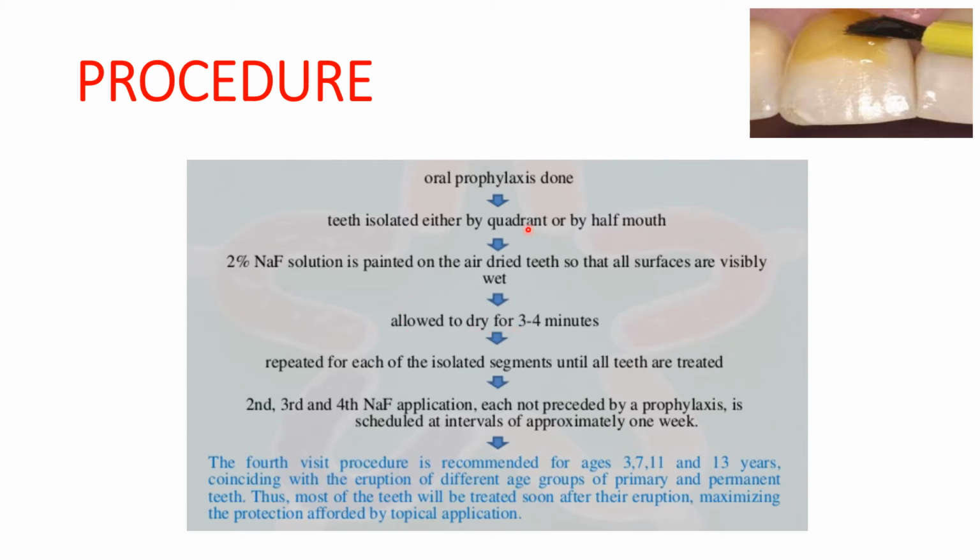Now, as we have isolated a quadrant, for example, you have done the application of the sodium fluoride in the first quadrant, and then you allow it to dry for 3 to 4 minutes, and then you repeat this procedure on the second, third and fourth quadrant. So that is the full procedure that you do for the application of the sodium fluoride.